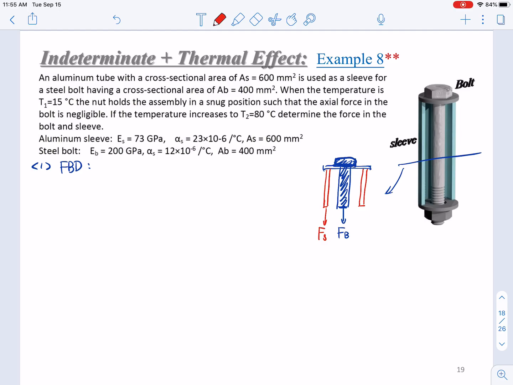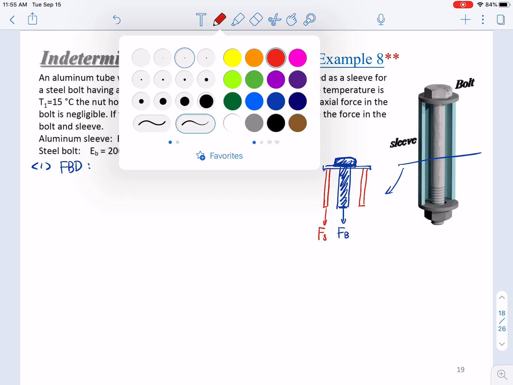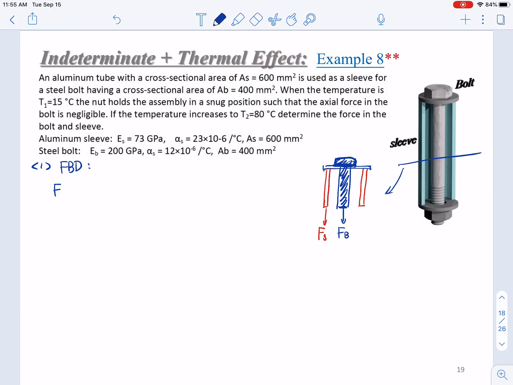No other external forces. Okay, so the equilibrium equation will be very simple. That will be just FB plus Fs equals 0, right? Or negative FB minus Fs equals 0. Okay, this is our first equilibrium equation, because we don't have any other external forces, only these two internal forces. Or you can write it in another form, just FB equals negative Fs. Okay, this is our equation 1.